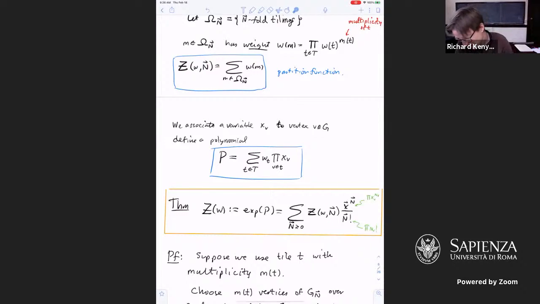So the exponent of p is the sum over all possible choices of multiplicities larger than or equal to 0 of the weighted sum of multi-tilings. And then there's a factor, the n factorial factor, by which I mean the product of the factorials of the nv's. Right, so this is a sort of a multi-dimensional sum, but I've collapsed the notation into a single summation over all the possible choices of multiplicities.